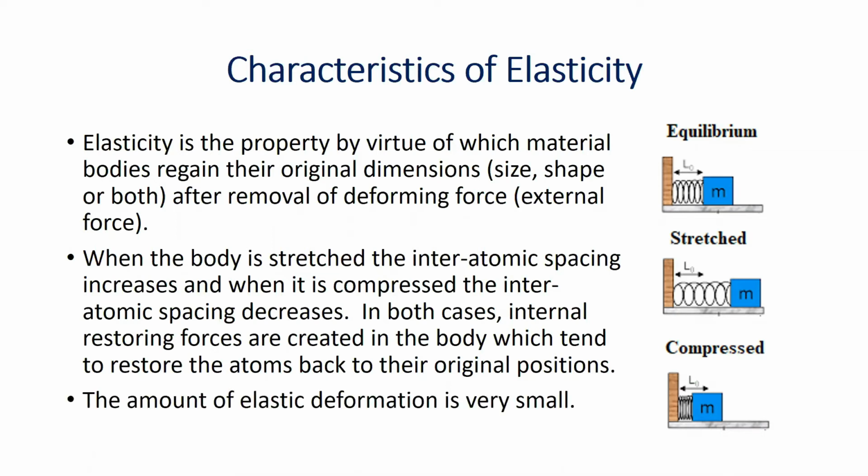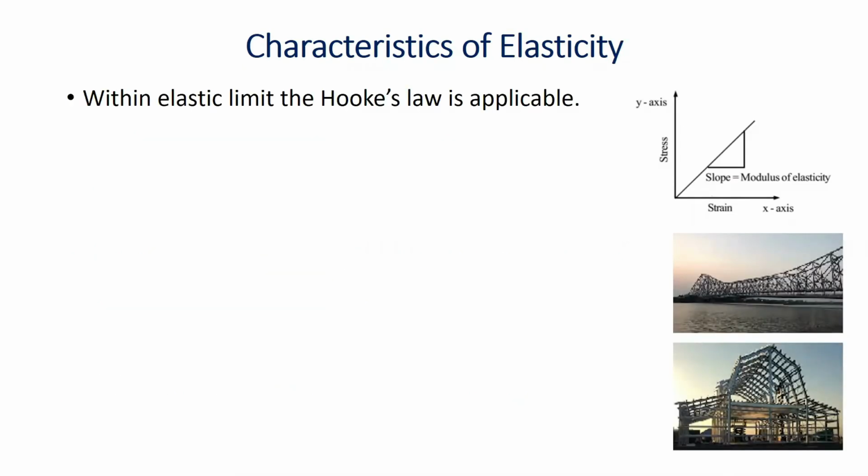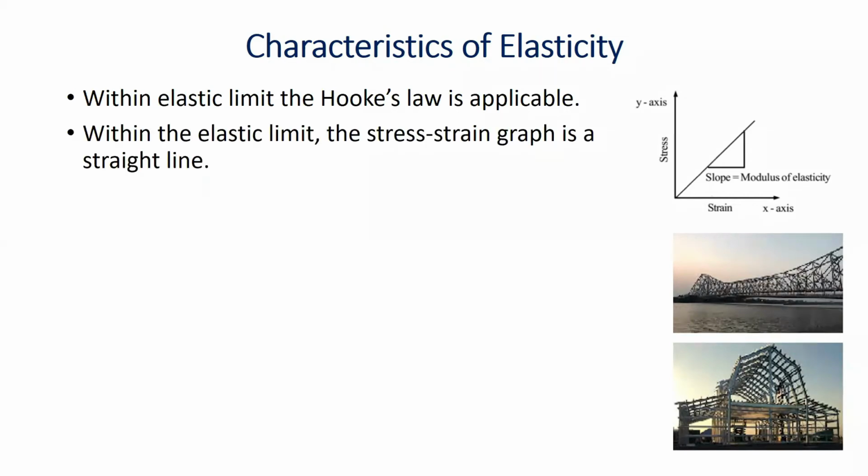The deforming force required for an elastic body is small, and the amount of elastic deformation is very, very small. Within elastic limit, Hooke's law is applicable. Hooke's law states that within elastic limit, the stress produced in the body is proportional to the corresponding strain produced in the body. Within the elastic limit, the stress-strain graph is a straight line. Elastic limit is the maximum stress below which, if unloading is done, the body regains its original shape almost completely.